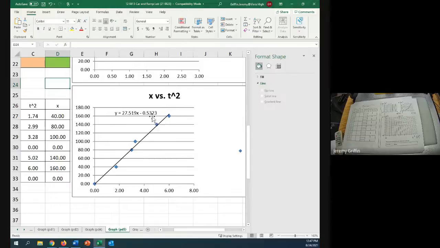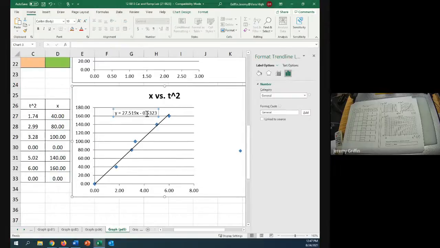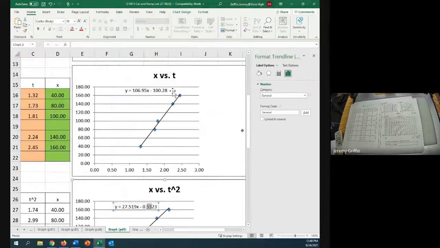That intercept there, is that basically 0? That negative 0.5, is that basically 0? Yeah. What are the units on this anyway? What if it wasn't 0? It's negative 0.5 what? Centimeters. Yes, centimeters. Okay. Same story for the last one.